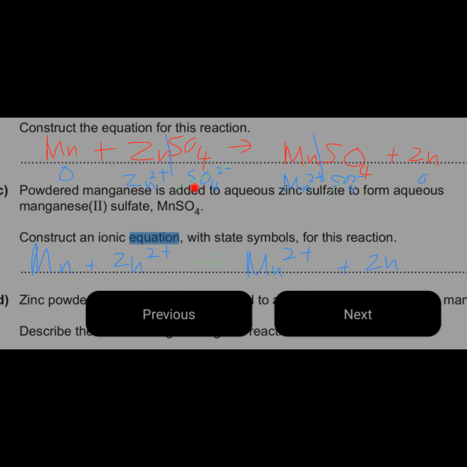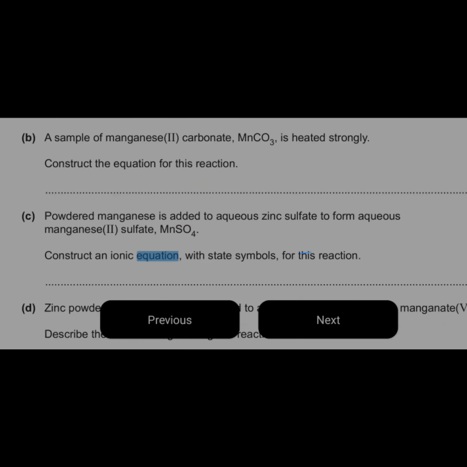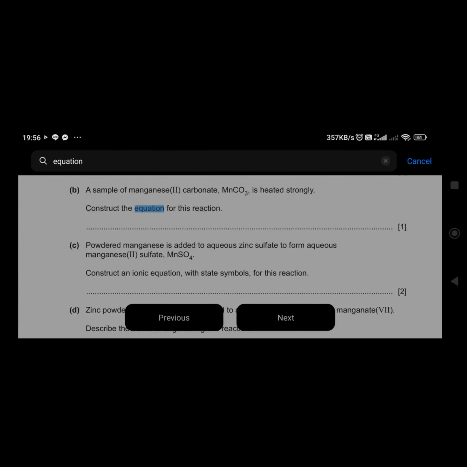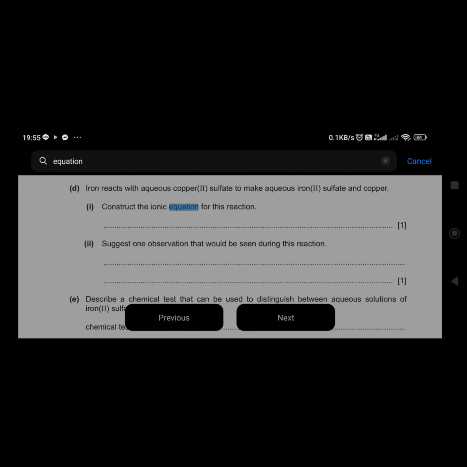Okay. Let's write some more ionic equations like this. You just have to practice it. It's not difficult. Another reaction equation, that's the same thing, right? Yeah, this is also good. Now you can try this one.